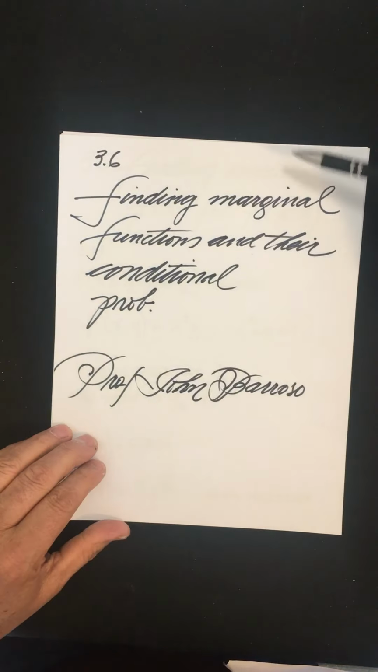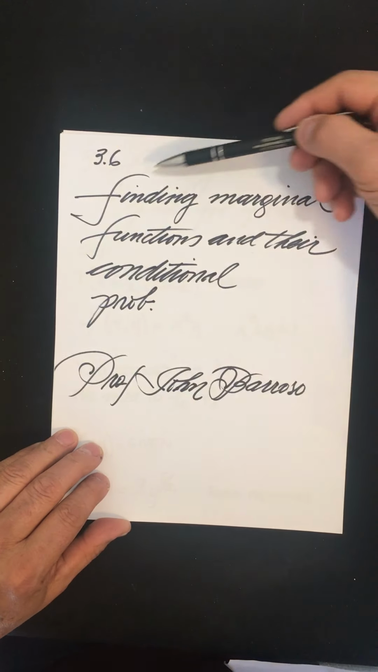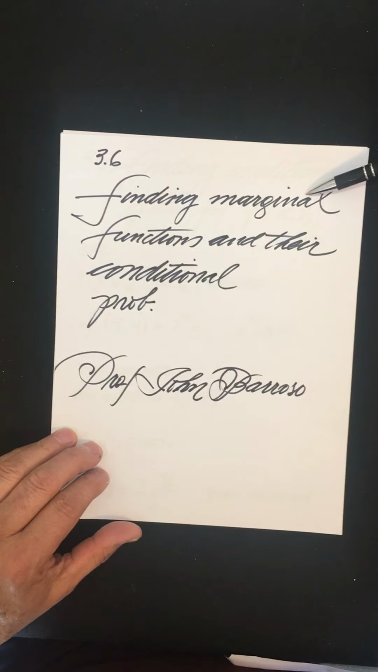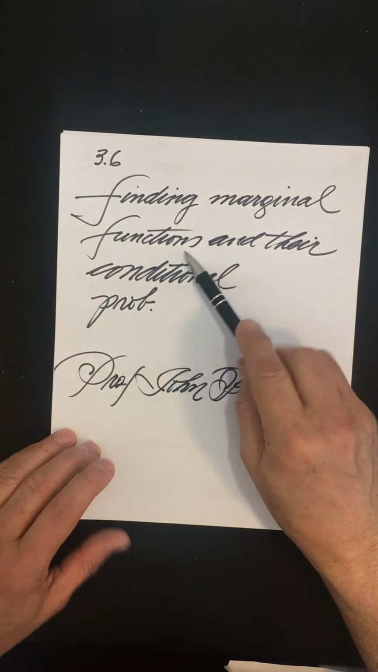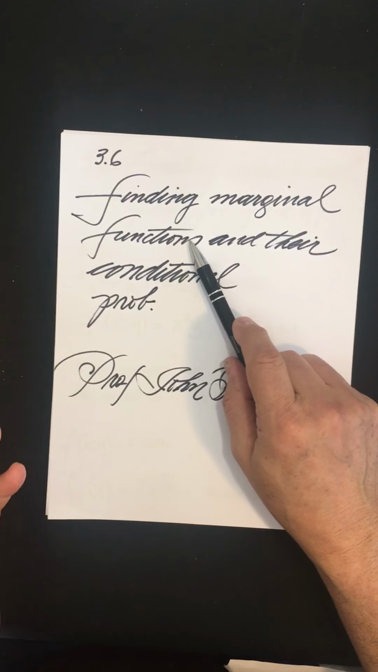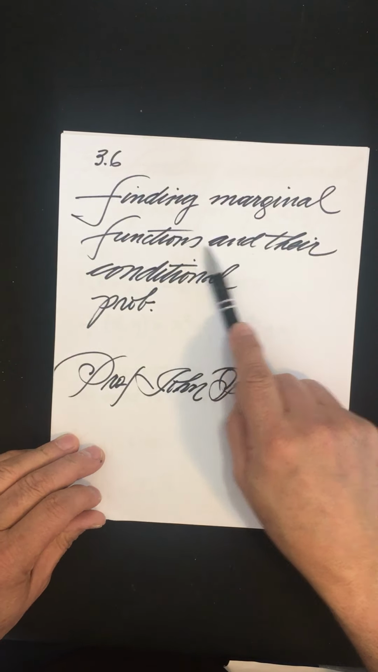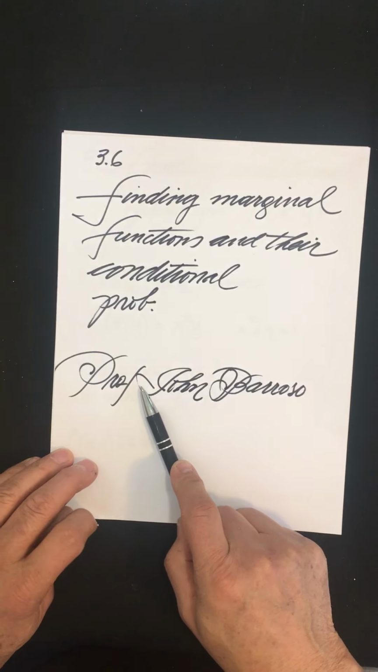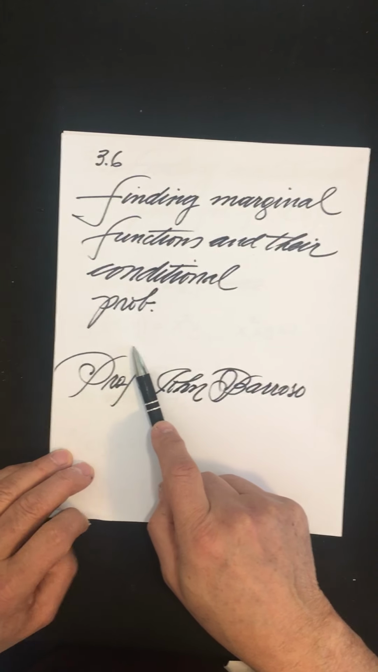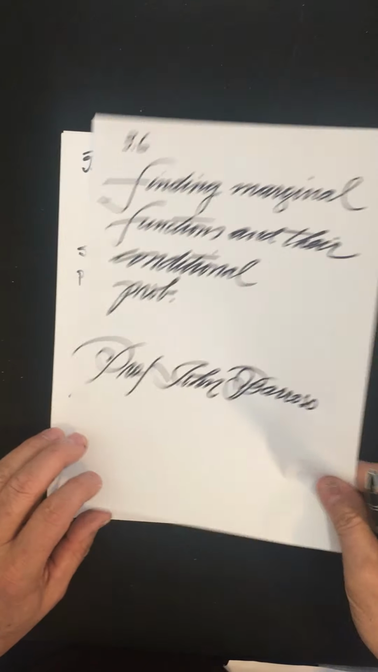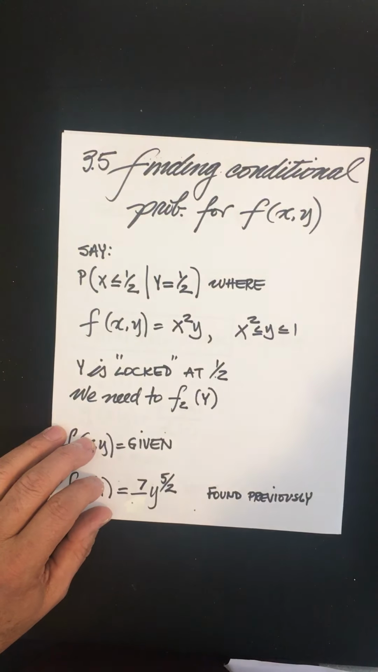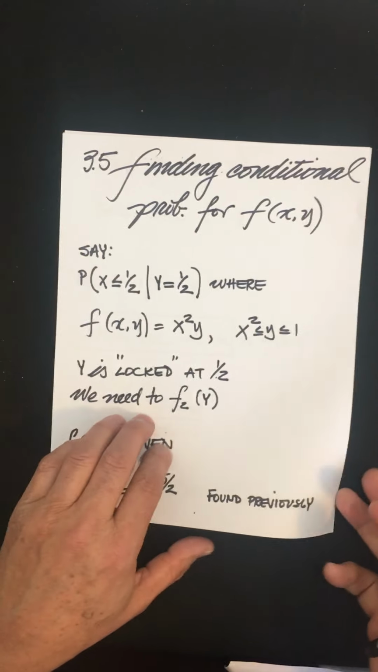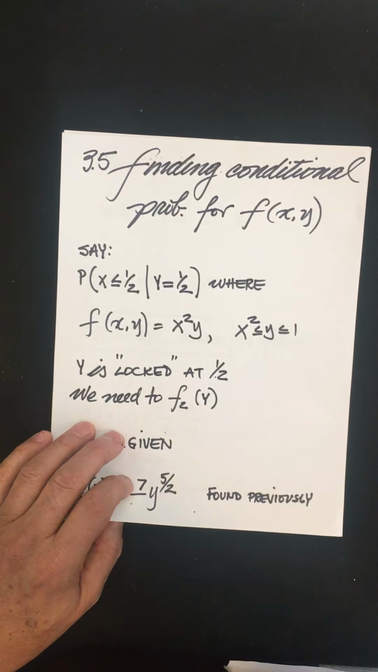This is section 3.6. We're going to find the marginal distribution function. We did find it in the previous video, and then the conditional probability. We also saw how to find these functions. So what we're doing now? Well, now we're actually finding the probabilities that we want. Let's see how this works.